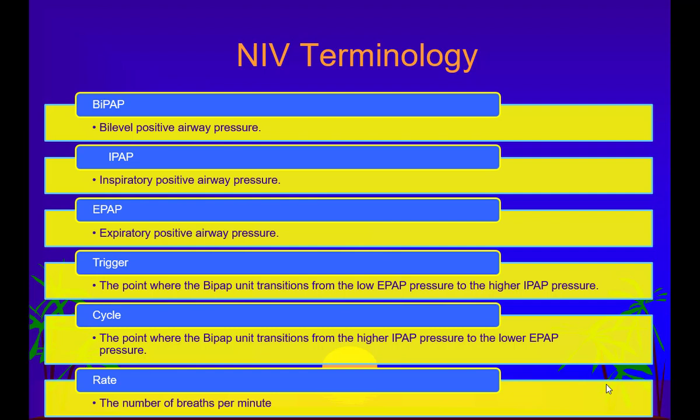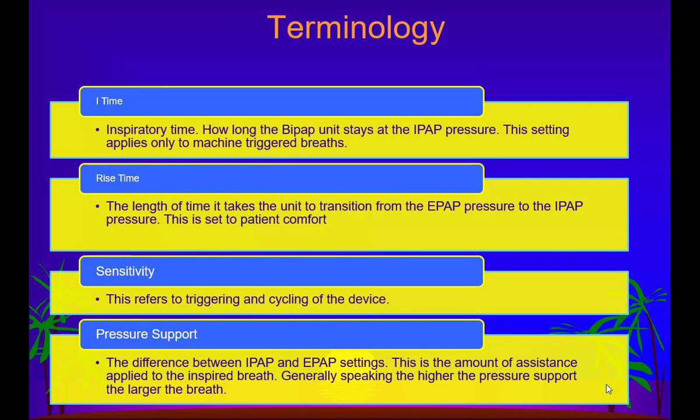Then the rate is simple. It is the rate you set on the machine. It could be any rate that you pick, maybe 10, maybe 15, maybe 16, depending on the clinical condition of the patient. Then there is the inspiratory time. Inspiratory time is how long the machine remains in the IPAP phase. Then the rise time is the time that the machine takes to go from EPAP to IPAP.